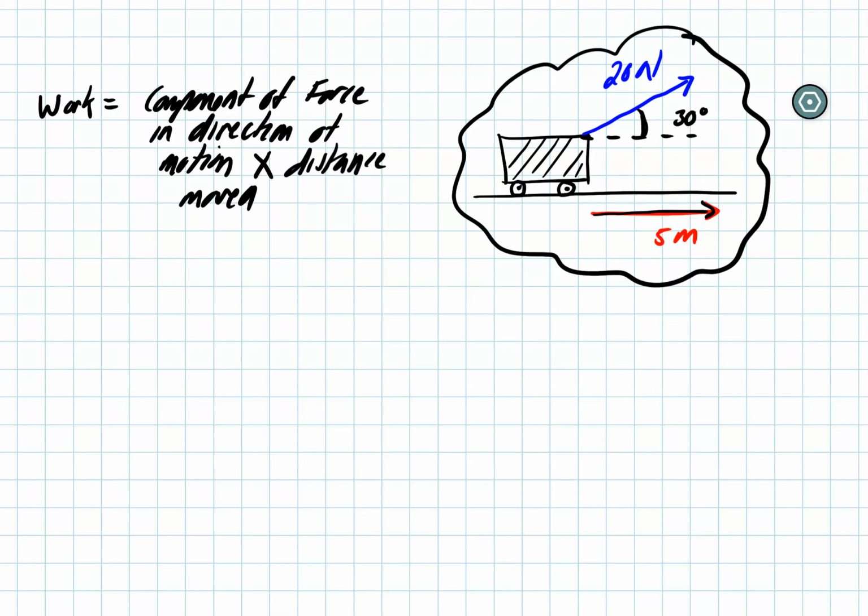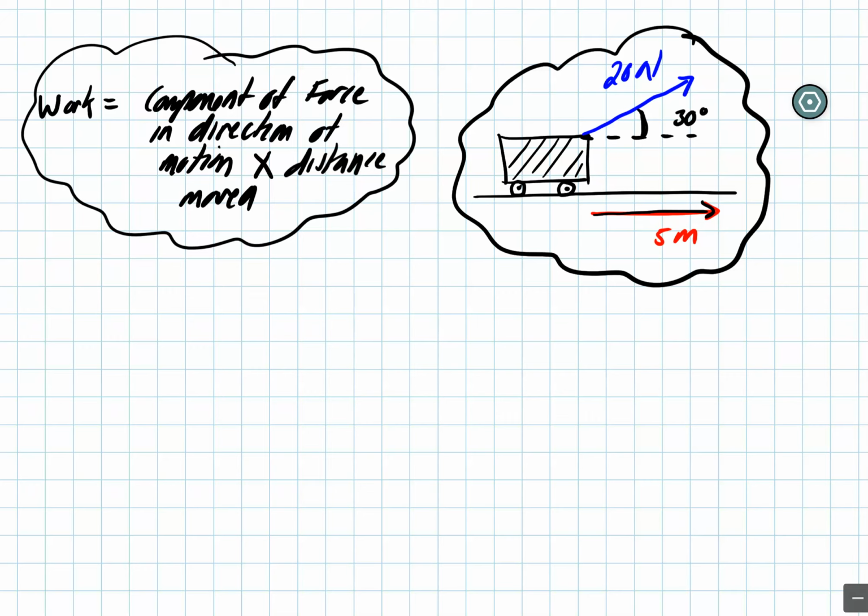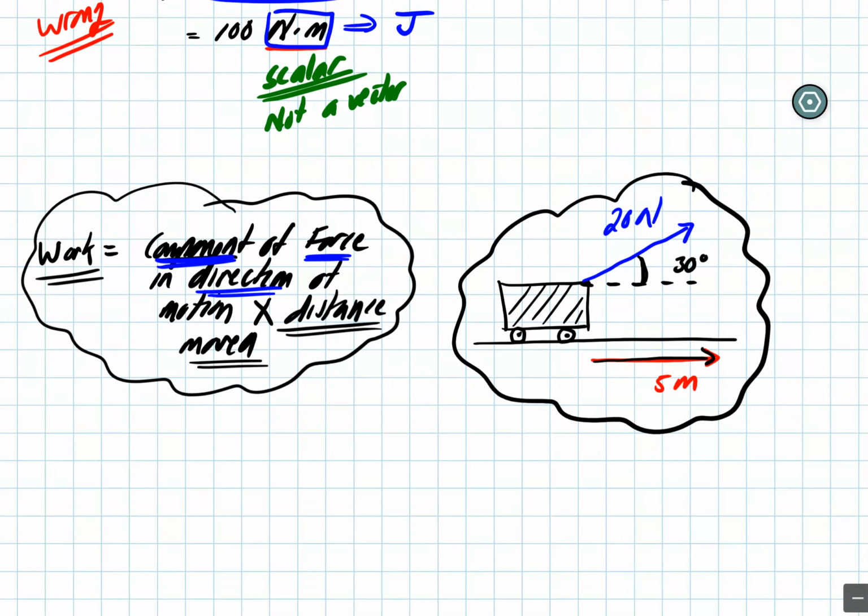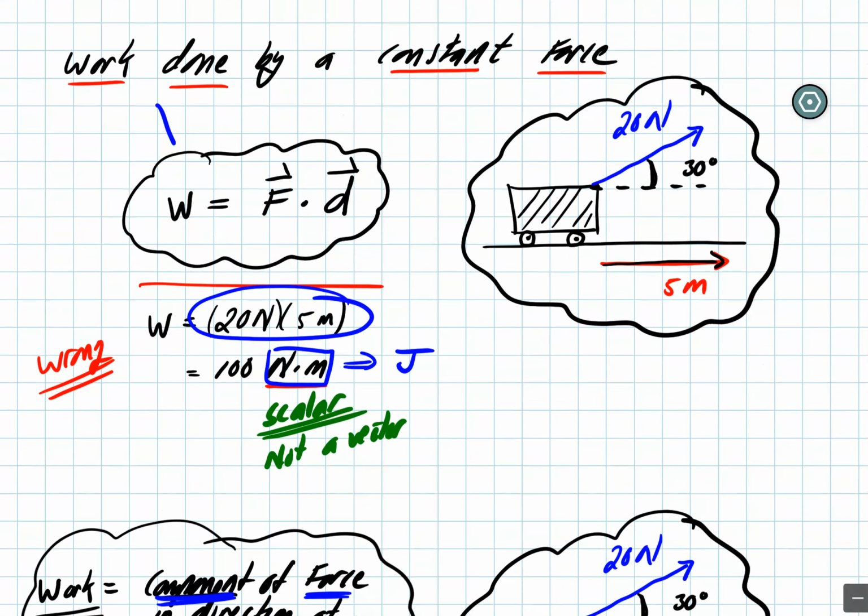So in words, this is how we define work. If you want to quantify work, figure out how much distance was involved. Something moved 5 meters, 10 meters, whatever. And then here's the tricky part: you have to figure out what component of the force was actually in the direction of the motion. And that's essentially what this kind of weird looking formula is.